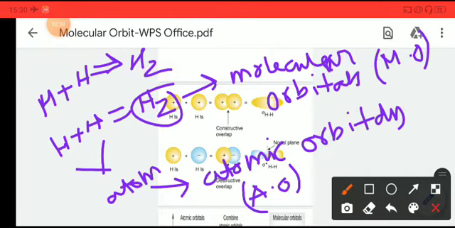Similarly, when two hydrogens are combined, the orbitals of the two hydrogens are called atomic orbitals. So orbitals of atoms are called atomic orbitals, and the orbitals of molecules are called molecular orbitals.